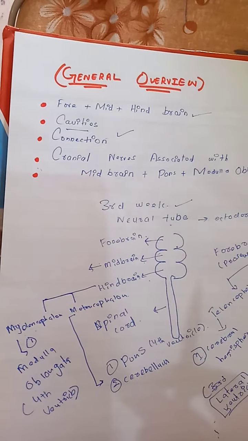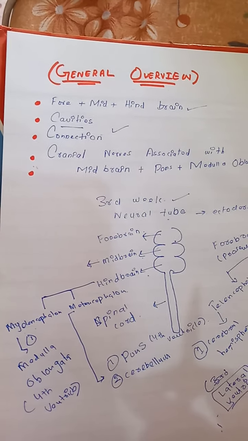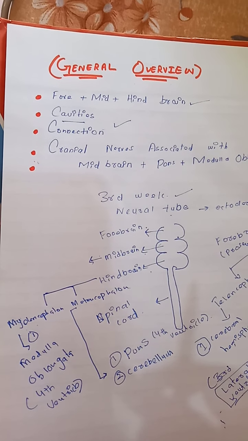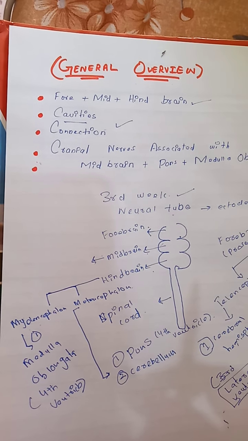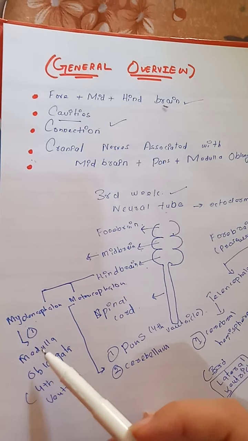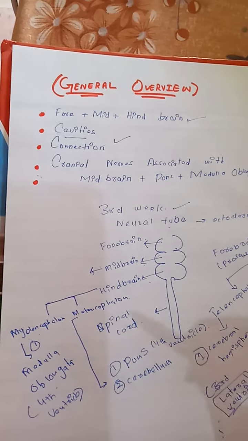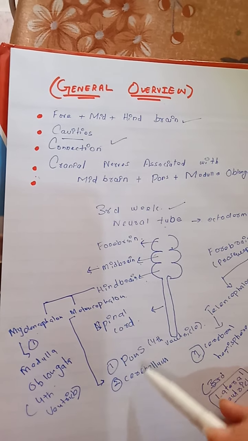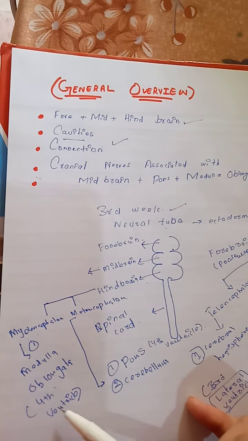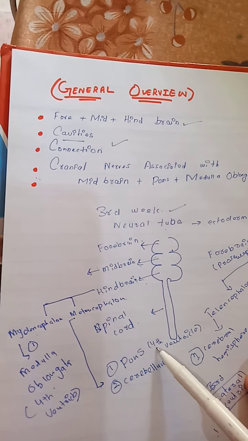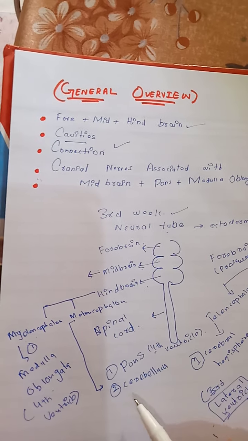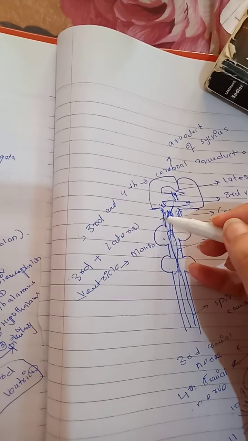The midbrain vesicle will remain as it is. The hindbrain vesicle gives rise to the myelencephalon and metencephalon. Myelencephalon gives rise to the medulla oblongata, and metencephalon gives rise to the pons and the cerebellum. The cavity for the medulla oblongata and pons is the fourth ventricle, and the cerebellum is attached at this level.